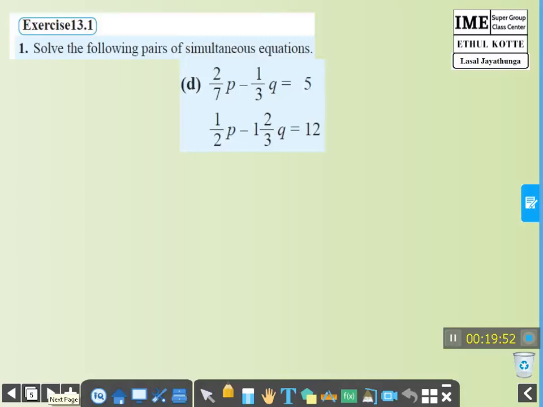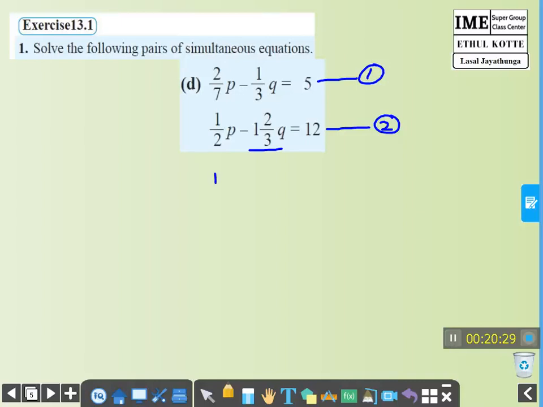Right. 2 upon 7p minus 1 upon 3q equals 5. Second equation is 1 upon 2p minus 1 2 upon 3q equals 12. Here in this second equation, the coefficient of q is given in mixed number format. Shall we make it into improper format? It's easier to analyze the equations then.